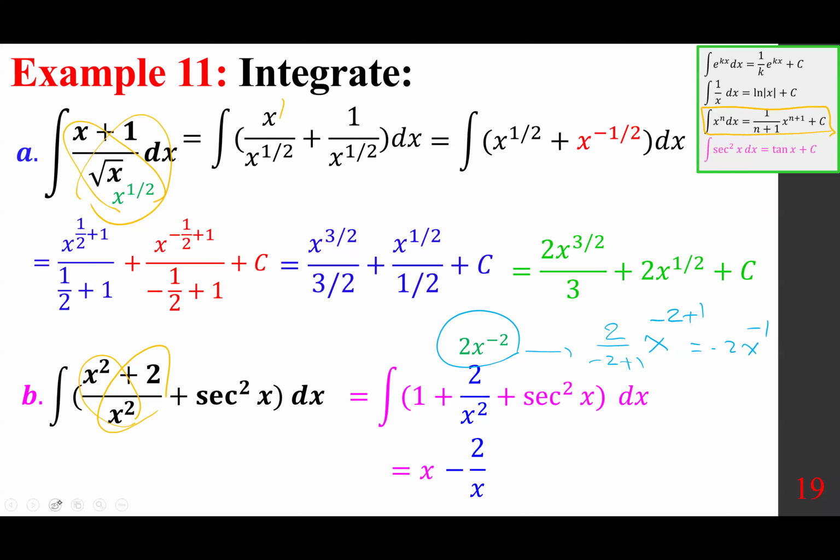Now secant squared. The derivative of tangent, class, the derivative of tangent is secant squared. That makes the integral of secant squared tan x and a constant.